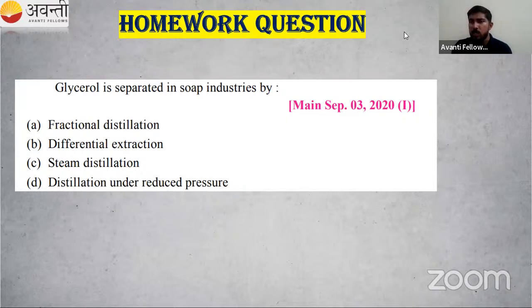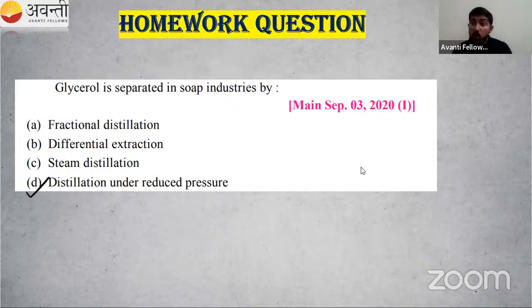Everyone, Rajkot students, Varda students, JNVP, class 11, what is the correct answer? This is from JEE Mains question: glycerol is separated in the soap industry by which method? Yes, JNV Rajkot students, correct. Fractional distillation we have studied. Differential extraction we will study. Steam distillation we will study. And distillation under reduced pressure is the correct answer for this JEE Mains question.